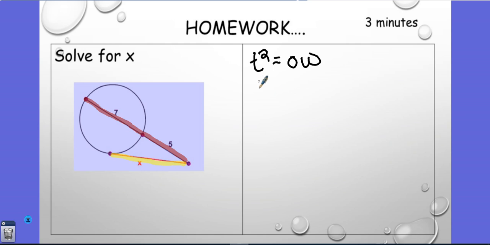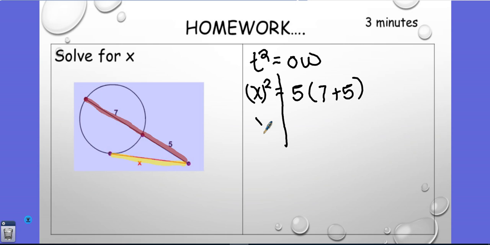All right, so let's go ahead and substitute in. So we get x squared equals the outside of this, which is 5, times the whole, which is 7 plus 5. And now we're going to solve this equation. So we get x squared equals 7 times 12, and so we get x squared equals 84.